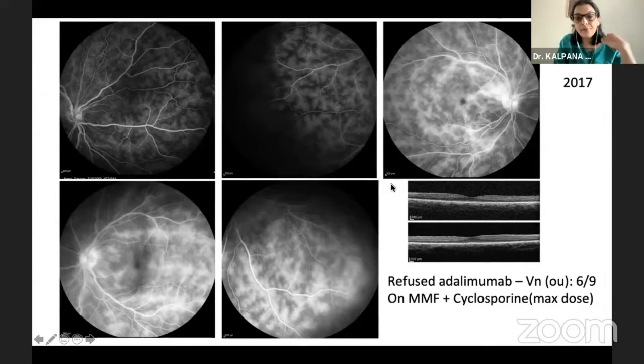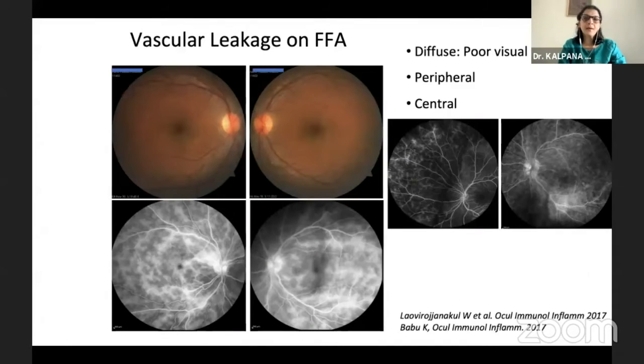And the only thing we could offer him was a biologic in the form of adalimumab, which he refused. So we continued him on the current medications which he was on and continued to follow him up frequently. At that point of time, we stumbled on this article on vascular leakages in fluorescein angiography, which showed that diffuse leakages over a period of time can result in poor visual acuity.